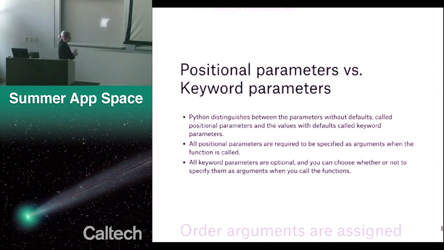Python distinguishes between the parameters without defaults, called positional parameters, and the parameters with defaults, called keyword parameters. All positional parameters are always required. So if it doesn't have that equal in there, you always need it no matter what, and the function will crash if not. All the keyword parameters are optional, and you can choose whether or not to specify them as arguments when you call the function. If it does have the equal, it's optional.